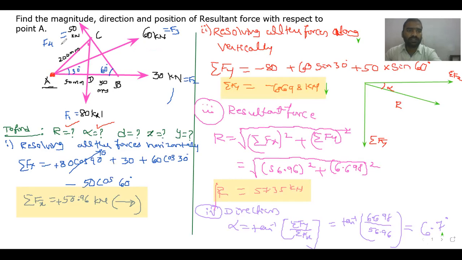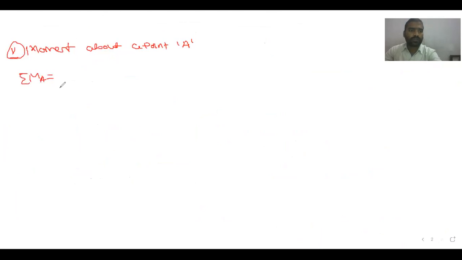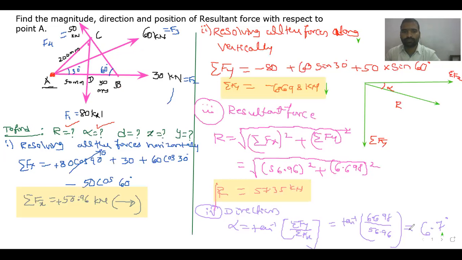How much is the distance? The distance is 50 mm, and the force is 80 kilonewton. So positive 80 kilonewton into the distance 50. Next, coming to the second force F2, it is passing through the given point A, so it will not produce any moment. Then F3 is also passing through point A, so it is also not producing any moment.